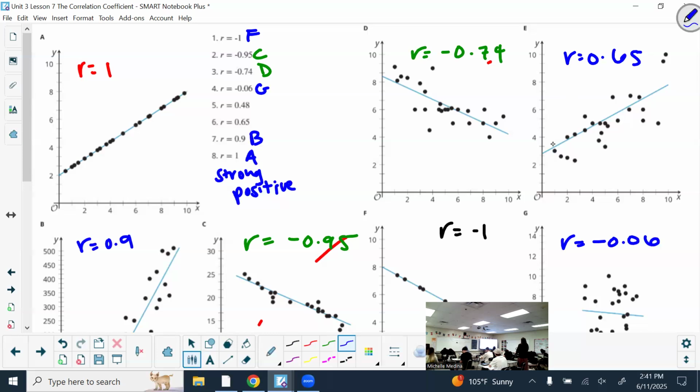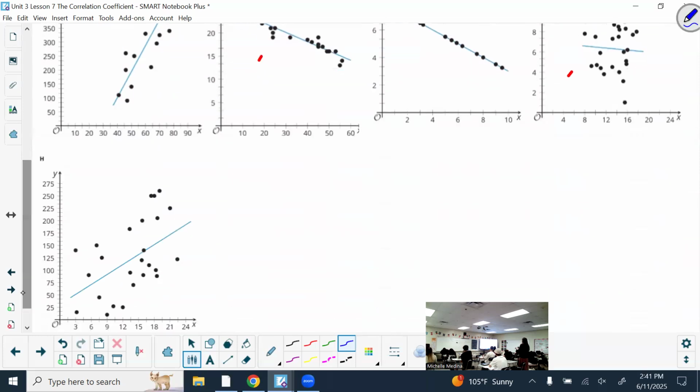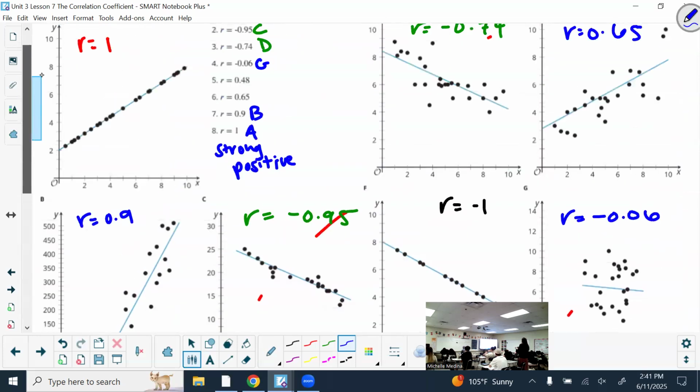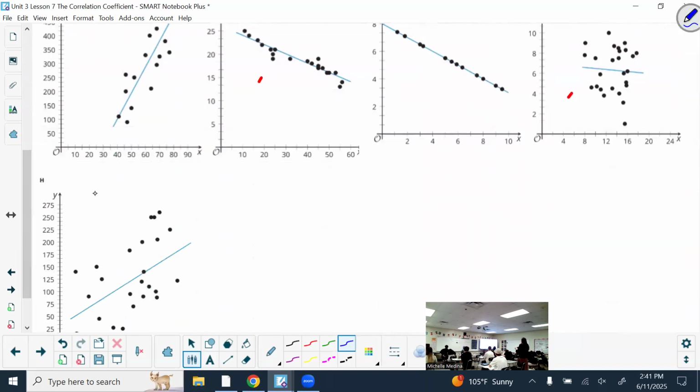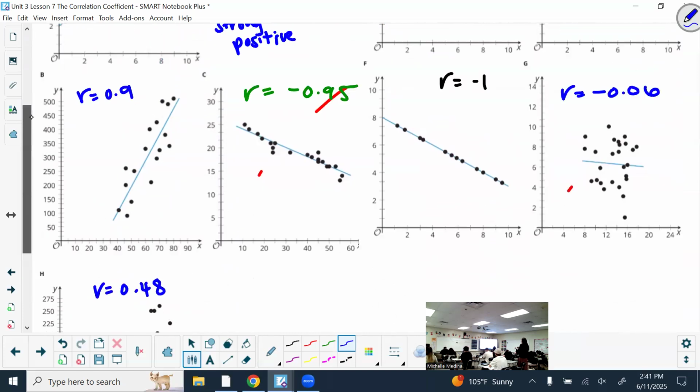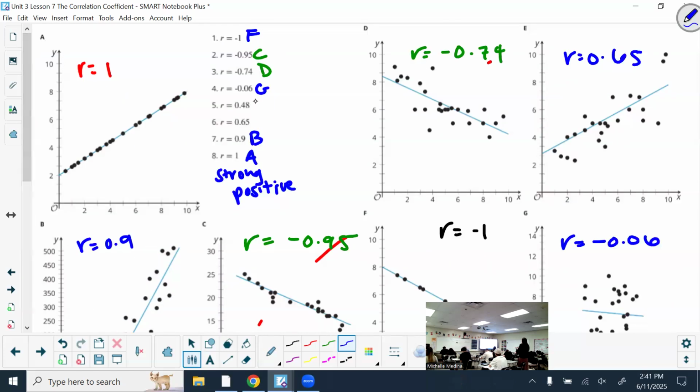But this graph, E, I think is a little more strong than graph H. I would agree with that. H seems kind of like loosely around the line. So we're going to go with 0.48 for E and 0.65 for H. We're going to go in this order.